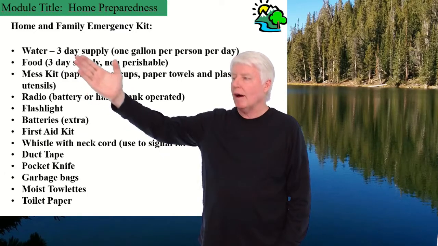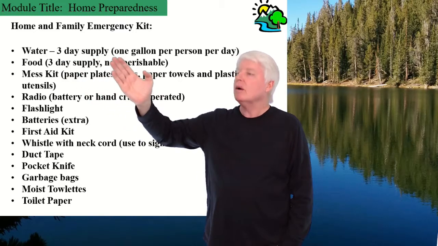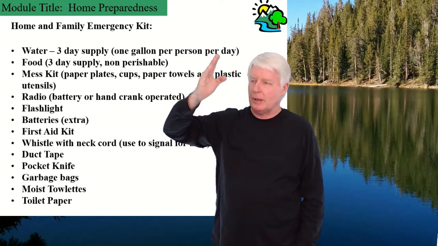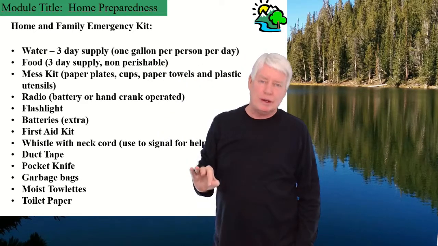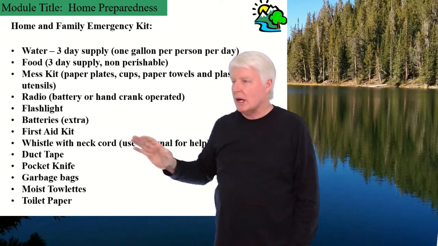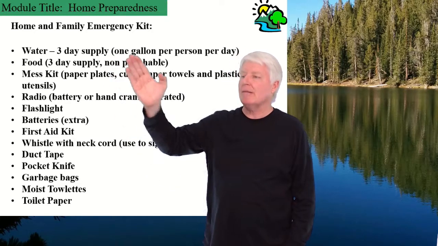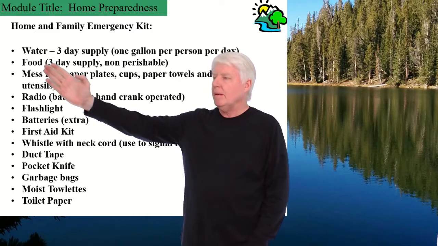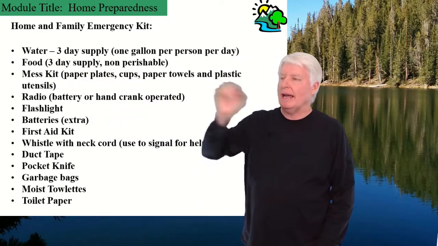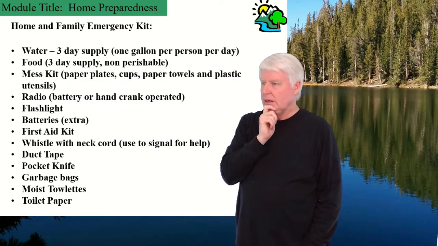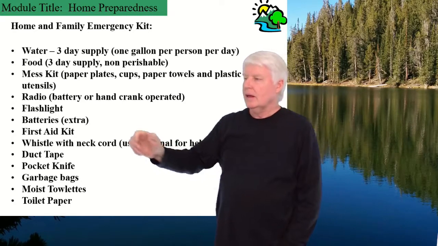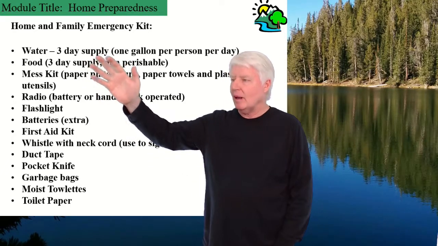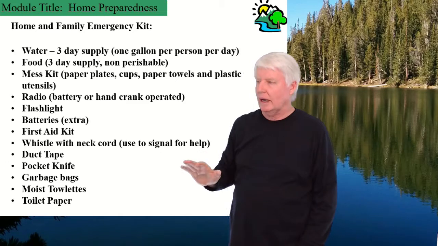What should you have? Water, at least a 3-day supply. What's a 3-day supply? 1 gallon per person per day if you just want drinking water. If you want to wash up a little bit and things like that, you should have 2 gallons per person per day. There you go. Food, you should have a 3-day supply of non-perishable food. Yeah, that's pretty good. And we're going to go into greater detail on exactly what that could look like.